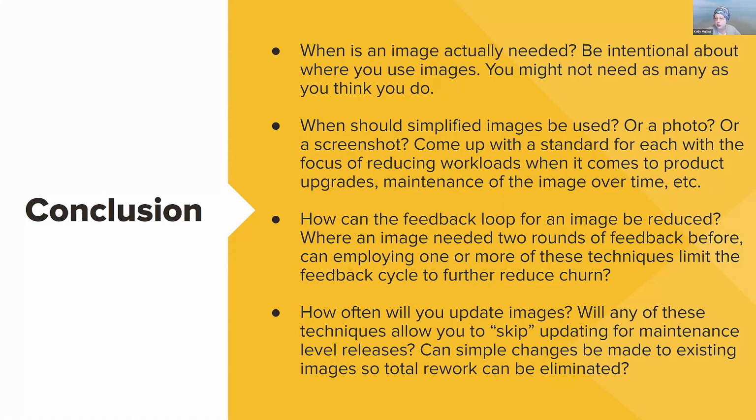With the focus of reducing the workload when it comes to product upgrades, maintenance of the image over time, and all of that. So that's probably the biggest thing people have to be concerned about, is your product is changing all the time. How can the feedback loop for an image be reduced or even eliminated? If we have a focused SUI image that orients the user, do you really need to have feedback on those images? Can you just cut it out and not do that anymore? Can you limit, by using these tips and tricks, the feedback cycle to further reduce time on task and reduce the churn?